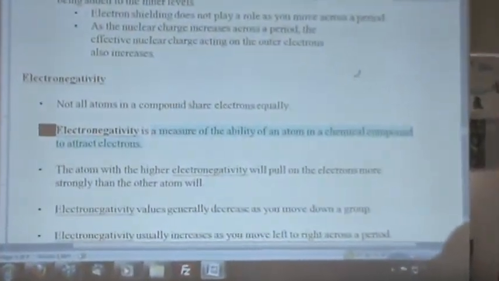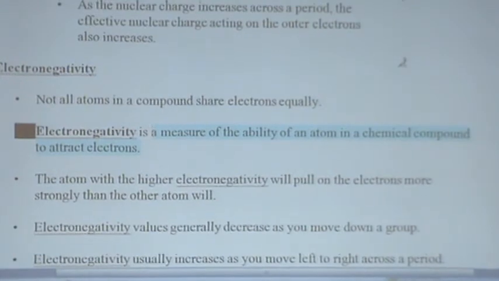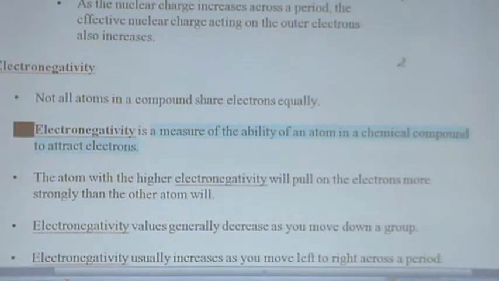Electronegativity, the definition is a measure of the ability of an atom in a chemical compound to attract electrons. Or as I said, how much of an electron hog the atom is.